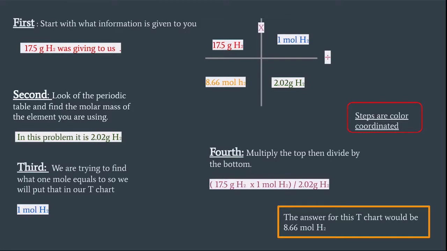Third, we are trying to find what 1 mole equals, so we will put that in our T-chart. So as you can see, I put 1 mole on the top right. Fourth, multiply the top, then divide the bottom. As you can see, it would be 17.5 grams H2 times 1 mole H2 divided by 2.02 grams H2. The answer we got for this T-chart would be 8.66 moles H2.